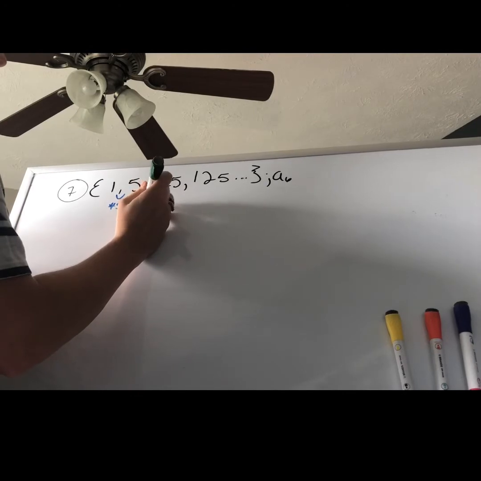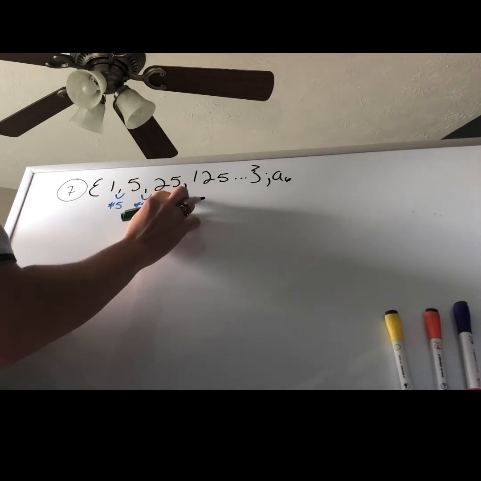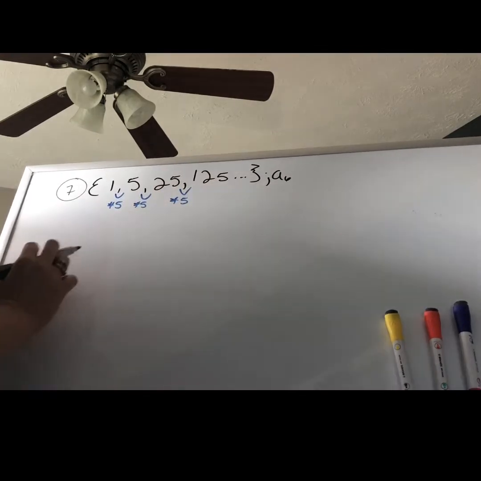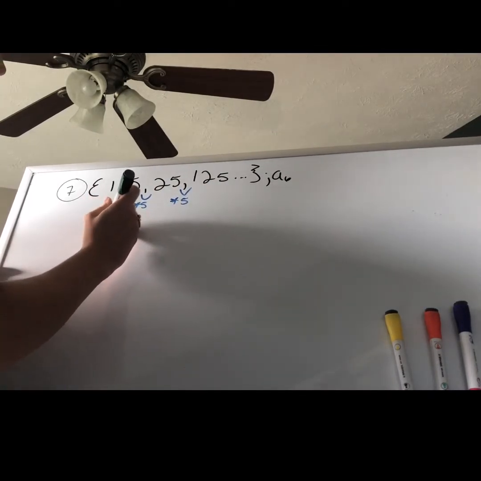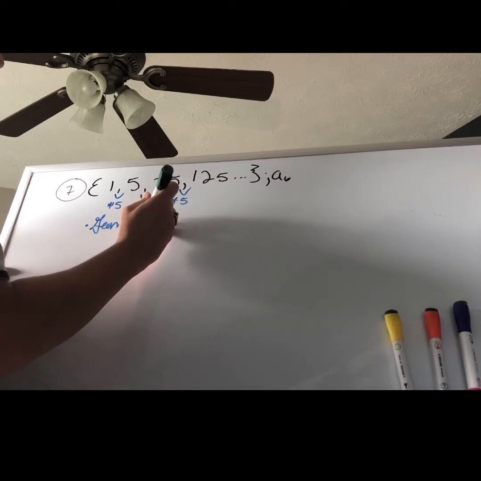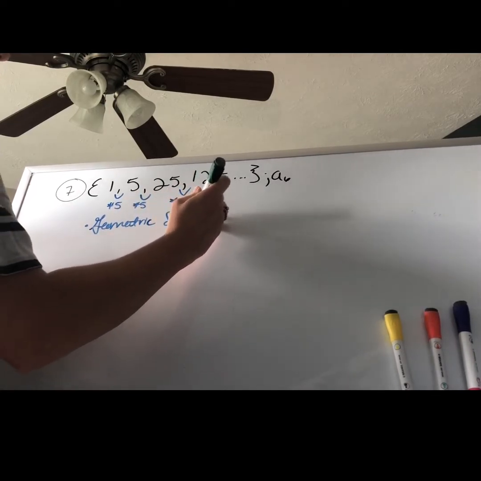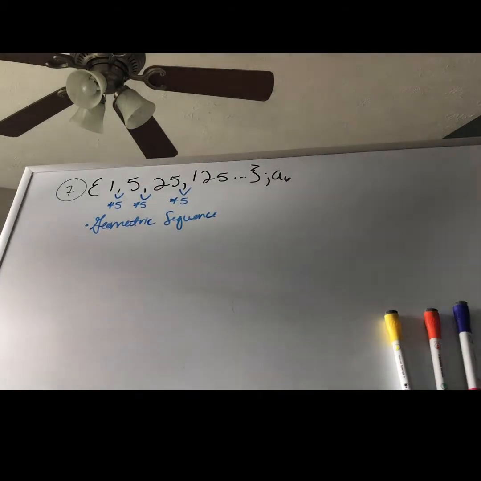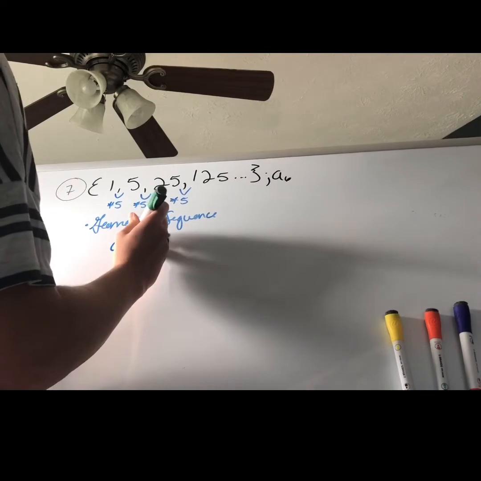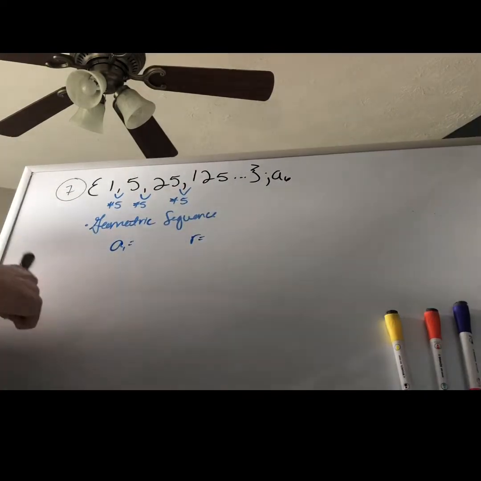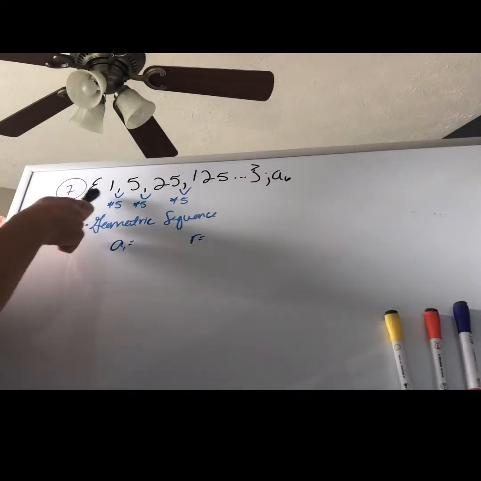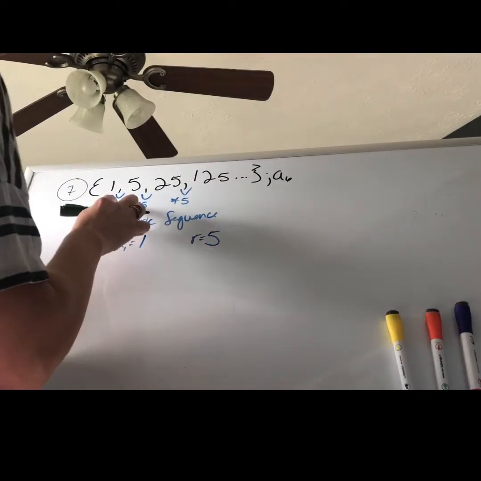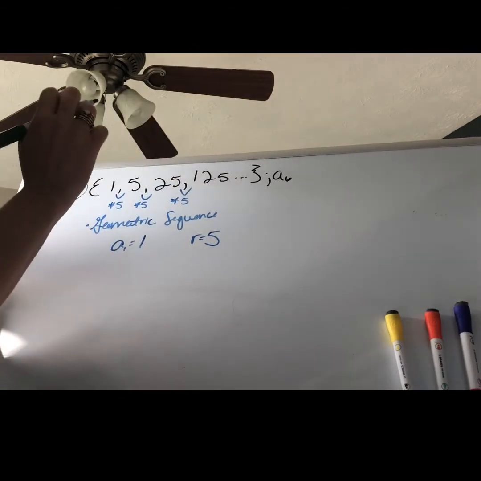5 times 5 is 25. 25 times 5 is 125. So this is a geometric sequence, right? Just like with arithmetic sequences, you have to know A_1, and this time you need to know r. We did this yesterday, so A_1 is 1, r is 5. Okay, times 5, times 5, times 5.